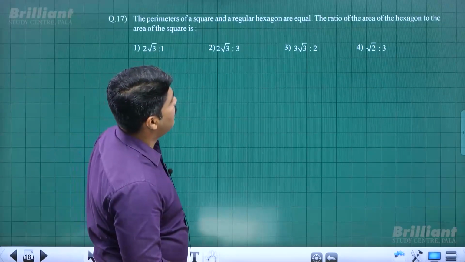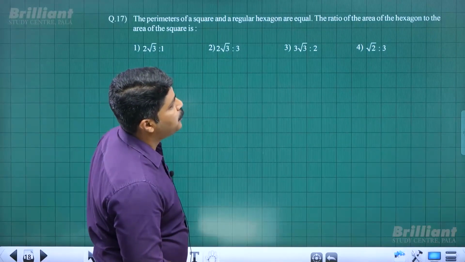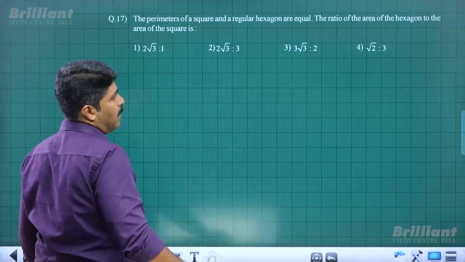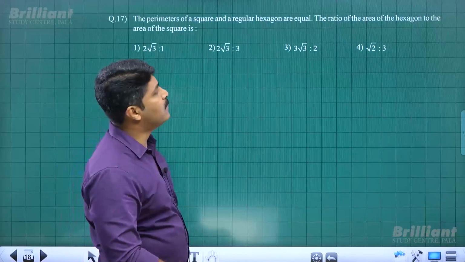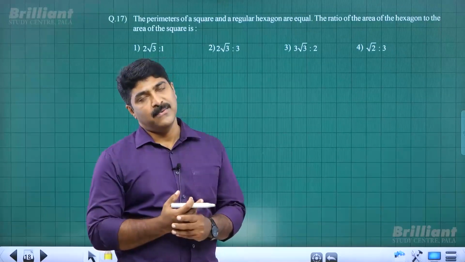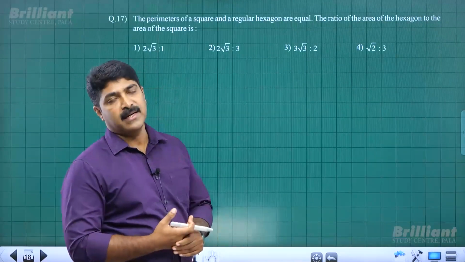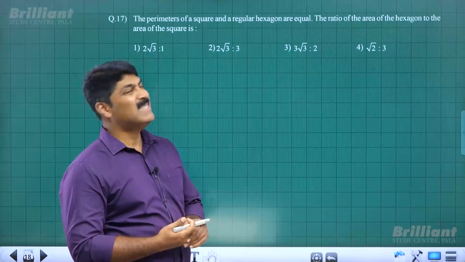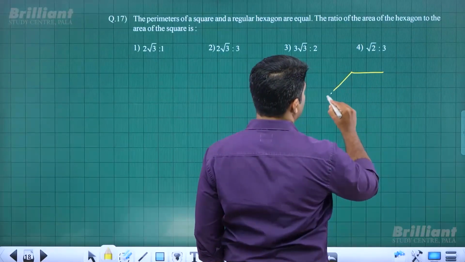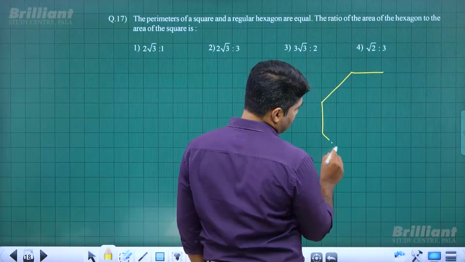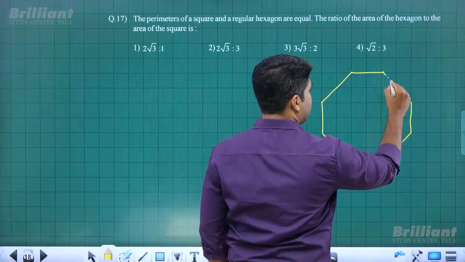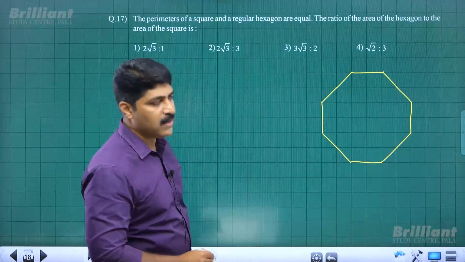The perimeters of a square and a regular hexagon are equal. The ratio of the area of the hexagon to the area of the square is? So here we consider how we can assume these values. The perimeters of a square and a regular hexagon are equal. We know that a regular hexagon has exactly 6 sides. So how can we draw a regular hexagon here? If you are going to draw a regular hexagon, it will be almost like this. This is a regular hexagon.